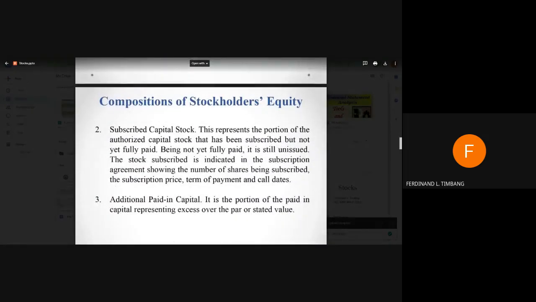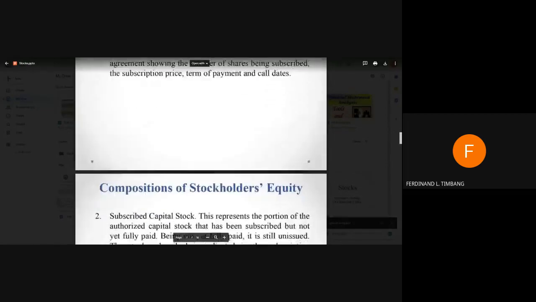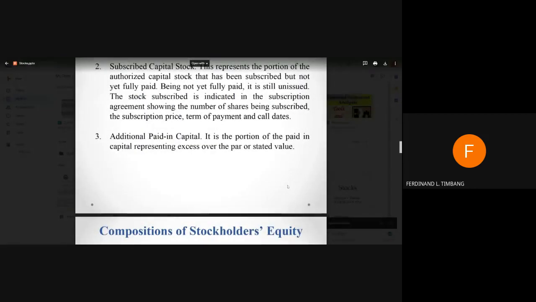Tapos we have the... bakit pareho yata yun? Oo nga, pareho. Number 3, additional paid-in capital. Naulit lang yung subscribe. So additional paid-in capital, this is a portion of the paid-in capital representing excess over the par or stated value. Kaya minsan kung ang par value ng stock 100, minsan binibenta natin ng 120. So yung 20 pesos, yun yung additional paid-in capital.